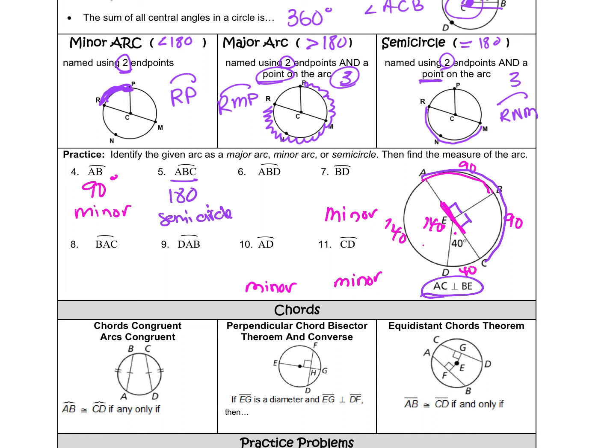All right, let's do the next one. Arc ABD. So I'm going to start right here, A going to B all the way through D. So on this one, I'm going to add the 90 plus the 90 plus the 40, and that gives me 220. So since it's greater than 180 degrees, this is a major arc.